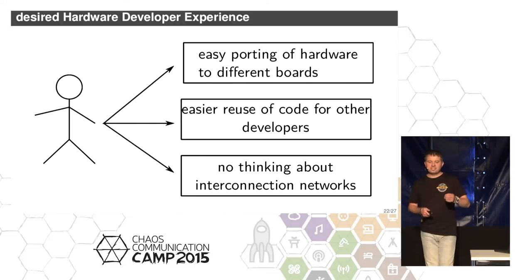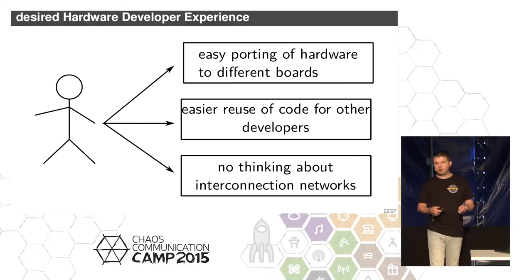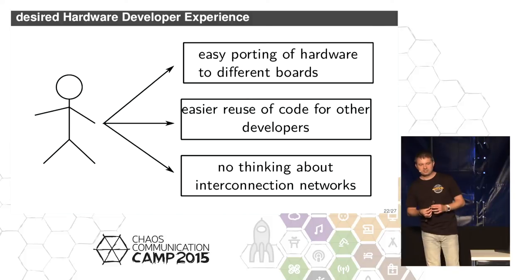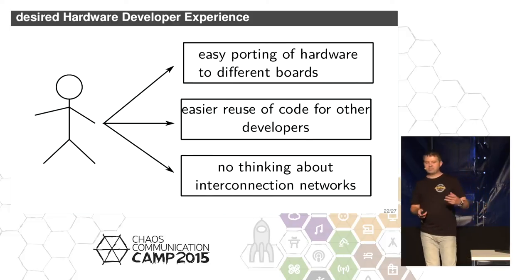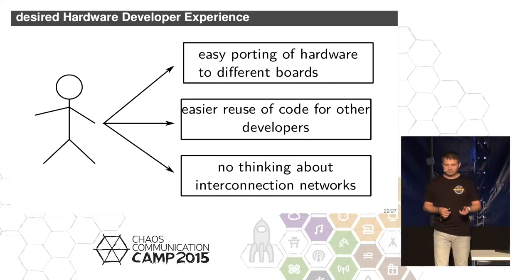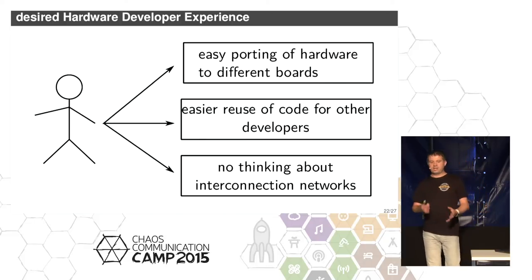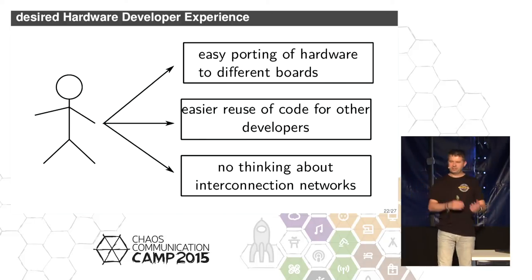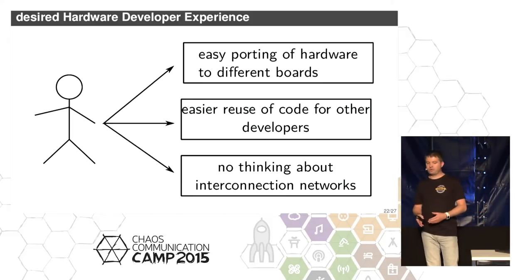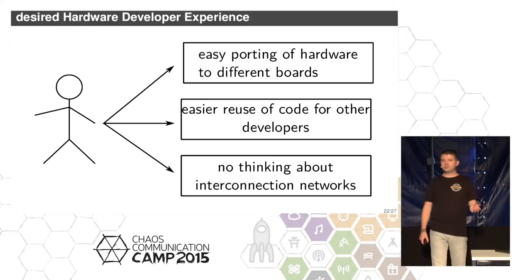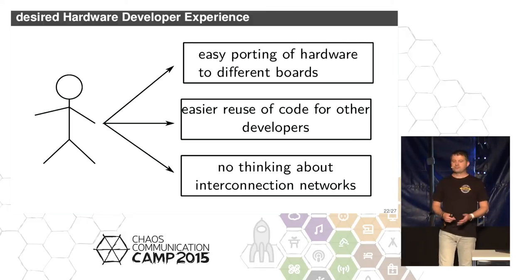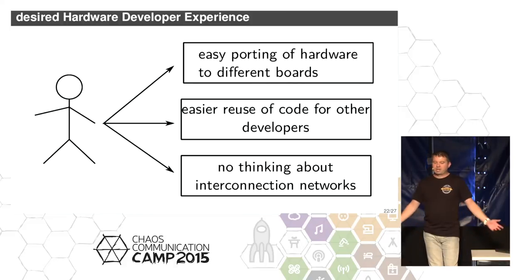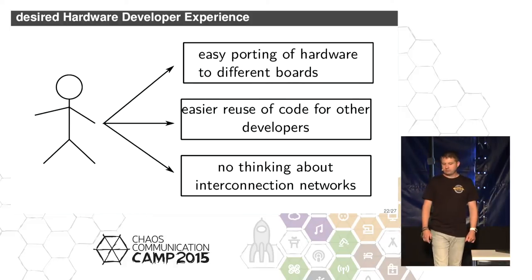I want it to be easier to reuse code of others. At the moment, in most cases, hardware developers just write hardware again because it's hard to understand what other people thought about the hardware. And I want it so that nobody has to think about the interconnection network, only if they want. So you can just use interconnection networks which are available and just focus on your, for example, RSA or SHA-1 component or whatsoever.